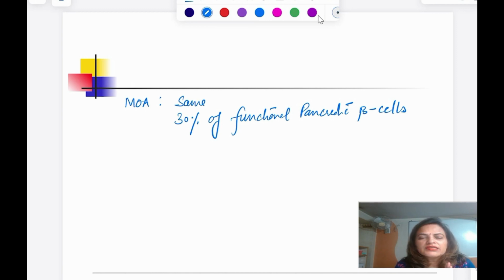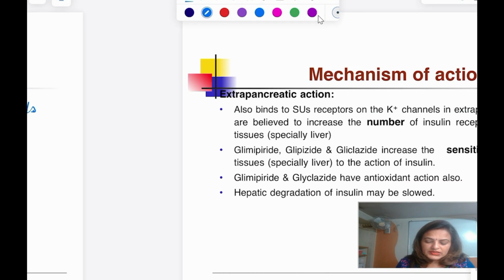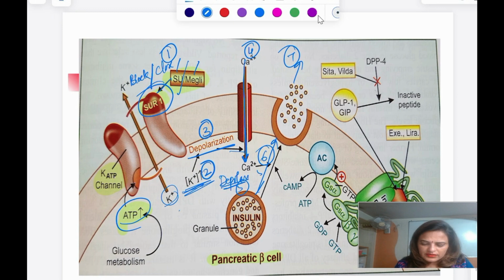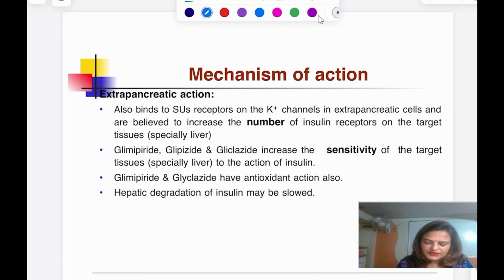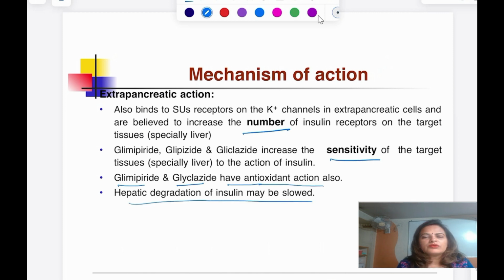Now how do they differ in mechanism of action? This is one mechanism of action, on the pancreatic beta cells, and the second is extrapancreatic. Sulfonylurea and miglitinide act on the pancreatic beta cell, whereas on the extrapancreatic site they are going to increase the action of insulin. It acts on various receptors, so they increase the number of receptors and increase the sensitivity of the receptor. This is another action. And glimepiride and gliclazide have antioxidant action, and hepatic degradation is also slowed with this group of drug.